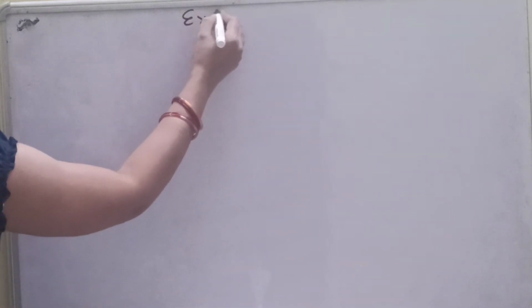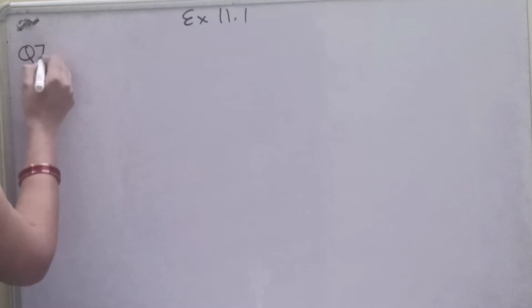So in our today's video, we are going to discuss further questions of exercise 11.1. So let's start with our first question of today, that is question number 7. Question number 7 is: Radha is drawing a dot rangoli in a beautiful pattern of lines joining dots with chalk powder. She has 9 dots in a row.